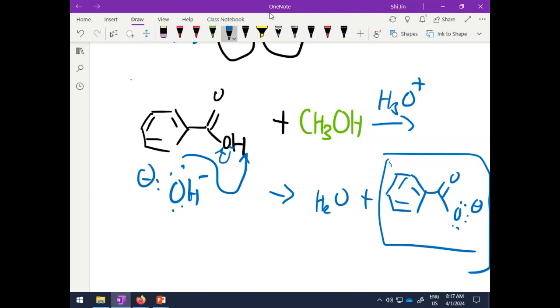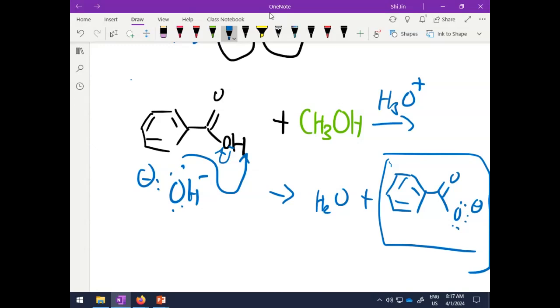So this reaction must be acid catalyzed, because the carbonyl group can be protonated by the acid. If you use base, you might think the base could nucleophilically attack the carbonyl, but it will not, because first it will have an acid-base reaction to get the deprotonated carboxyl group.